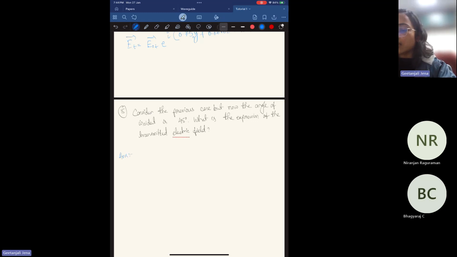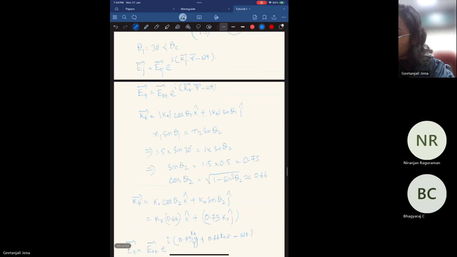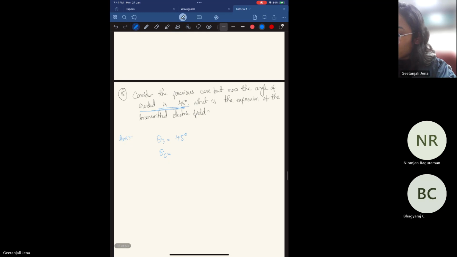The last one is similar to the previous question, but instead of an angle of incidence of 30 degrees, we have an angle of incidence of 45 degrees. So here theta I is 45, and theta C we have calculated was around 42 degrees. That means this angle of incidence is greater than theta C, so we'll see a total internal reflection for this case.